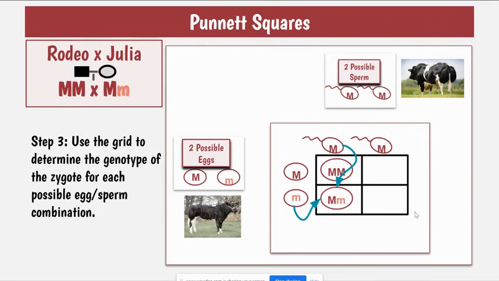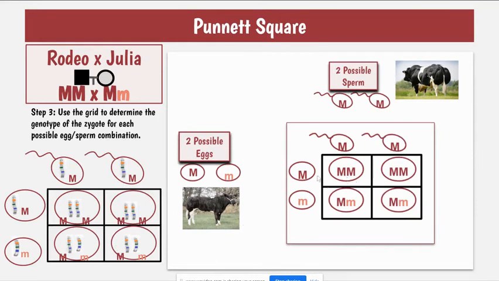Now, what do you think is going to happen over here on this side? Take a minute and think about it. What would the crosses be? What would the potential offspring crosses be for these two? Take a second. All right, let's take a look.